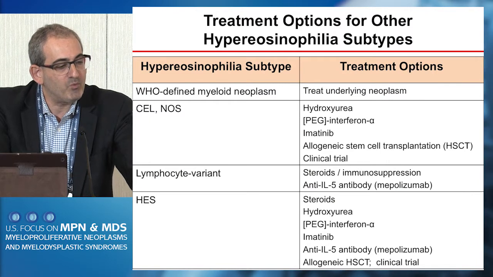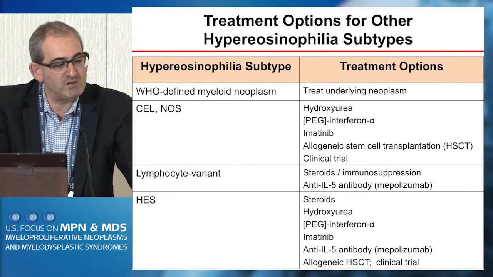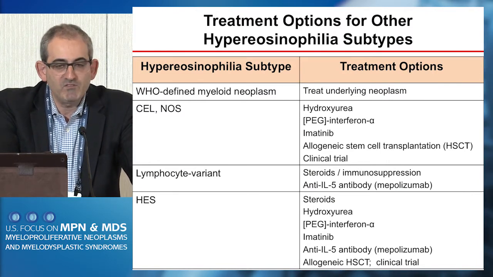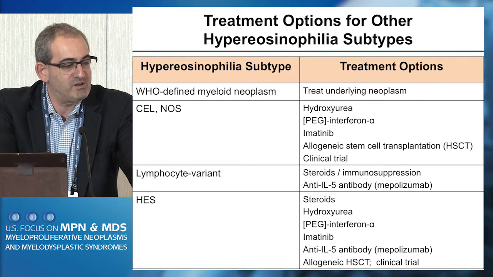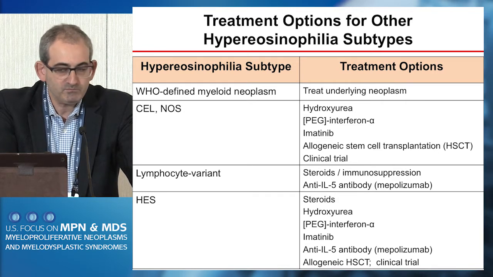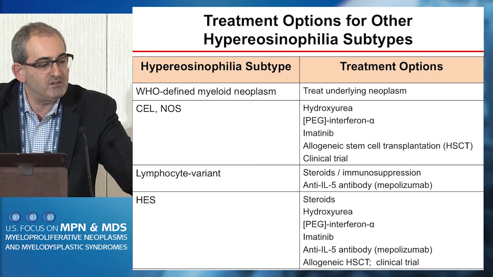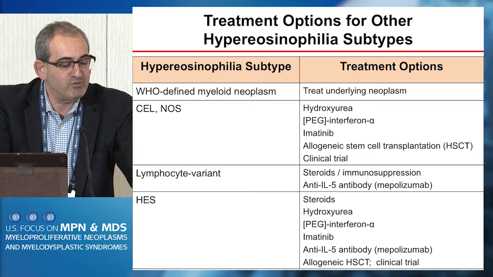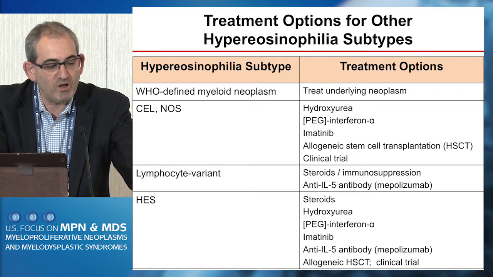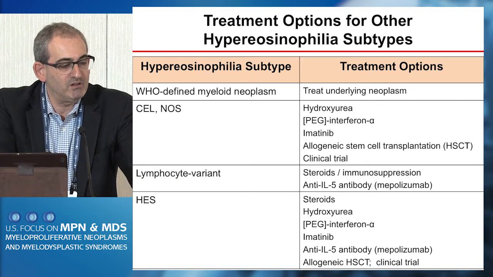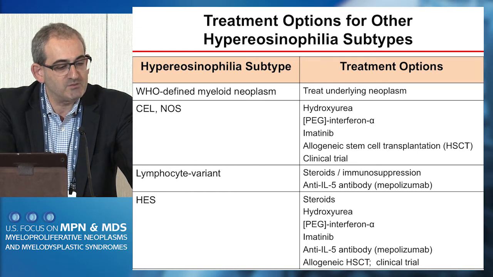So just wrapping up, what are the other options for different subtypes of hypereosinophilia? Again, if you have a WHO-defined myeloid neoplasm such as MDS or CML, you want to, of course, treat the underlying neoplasm with the conventional drugs that are available. If you have CEL-NOS, it's really dealer's choice. You can use hydroxyurea, pegylated interferon alpha, and imatinib may be useful, but you really want to see if there's a target. Otherwise, I don't think it's particularly effective. Allogeneic transplant or always consideration of a clinical trial.